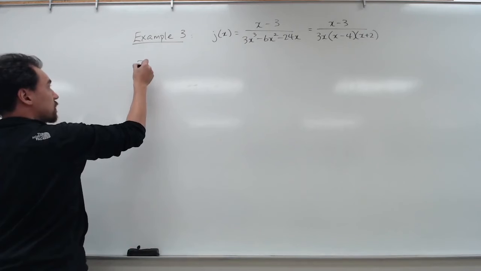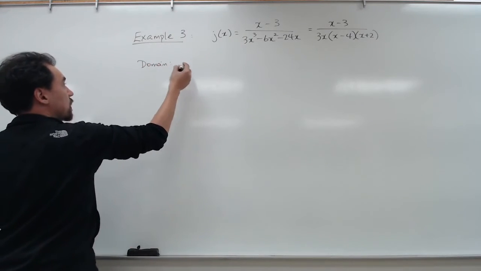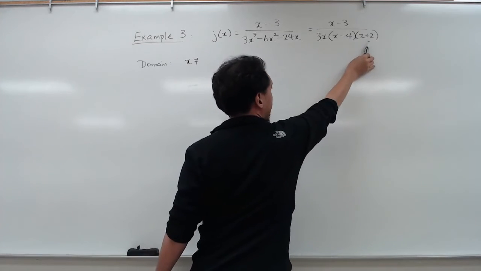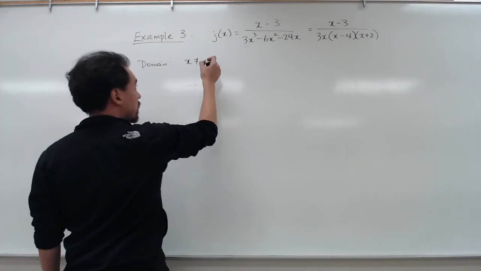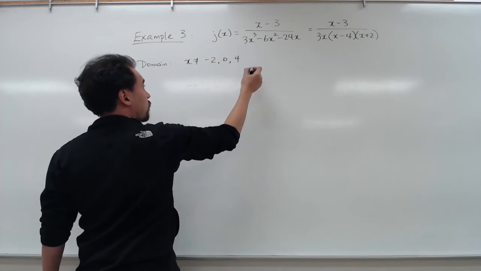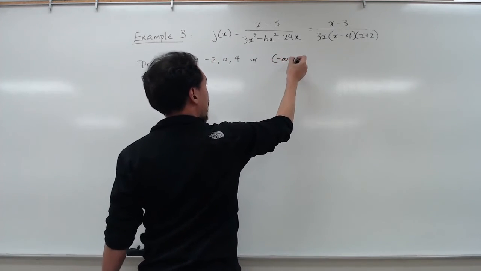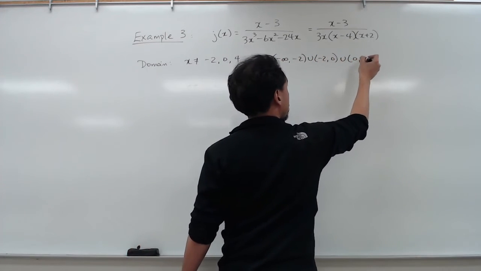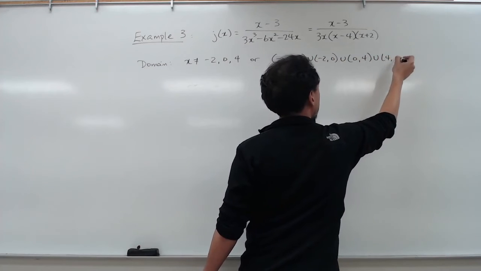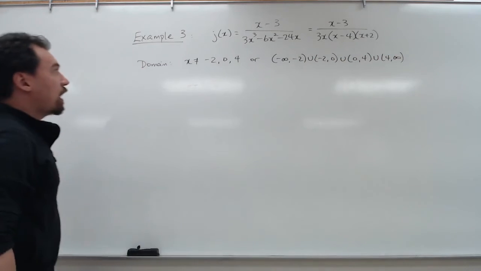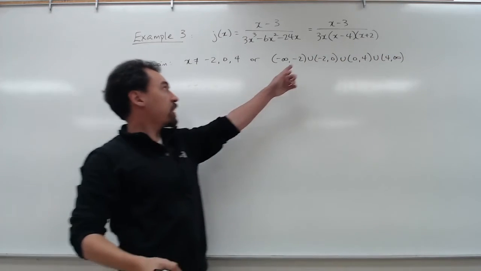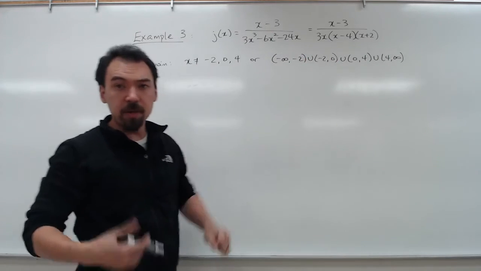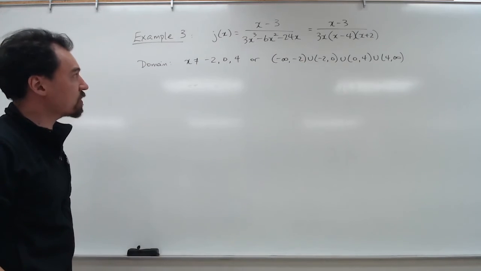My domain: x cannot equal any of the numbers that would make the bottom 0. So that would be -2, 0, and 4 in that order, which means in interval notation, I would have a domain looking like this. And I'm suspecting that I should get vertical asymptotes at x equals 0, x equals -2, and x equals 4 because I'm dividing by 0 at those locations.